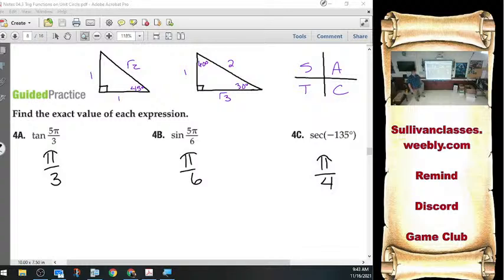First, get your reference angle. If you know what the tangent of pi over 3 is, if you know what the sine of pi over 6 is. I might not know the secant of pi over 4 off the top of my head, but I do know the cosine of pi over 4 is square root of 2 over 2, so I can flip that into square root of 2, reciprocal.